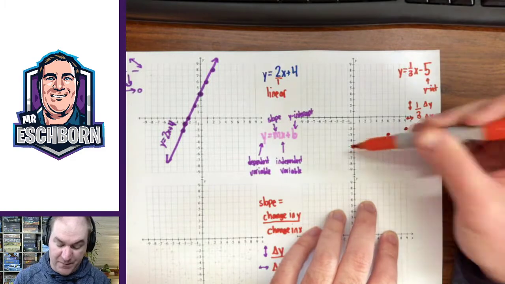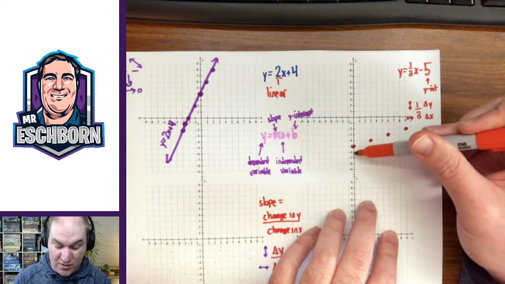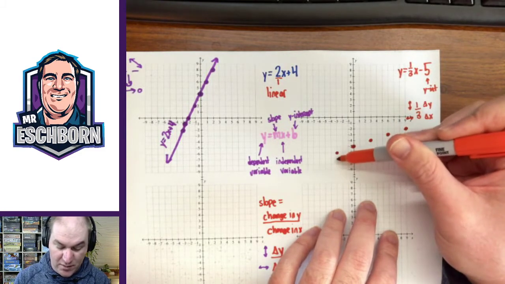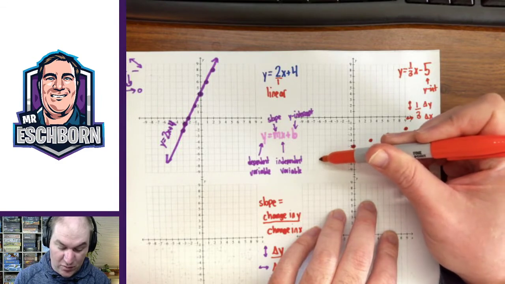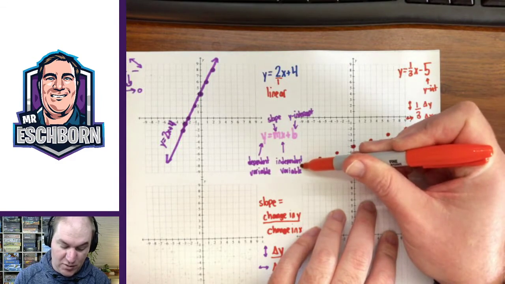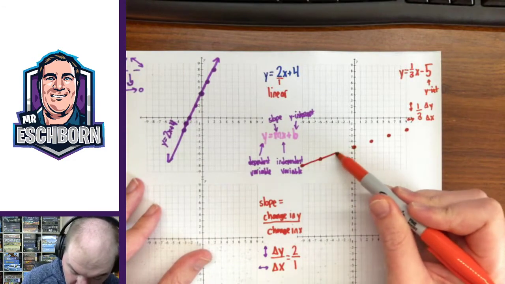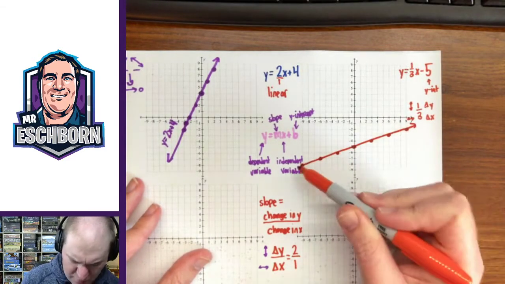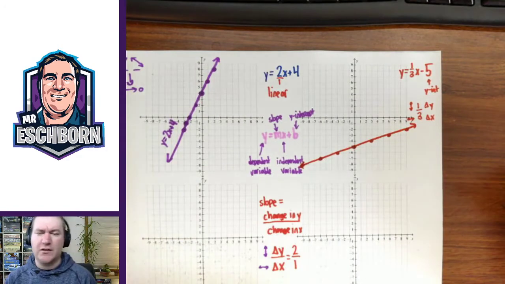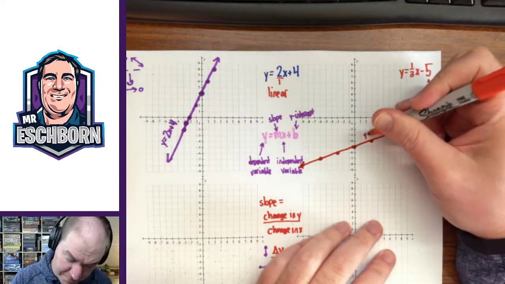If I want to go that way, I'm going to go down 1 and over 3, down 1 and over 3. And we have our line. Man, I'm 2 for 2 on making really good lines without a ruler.